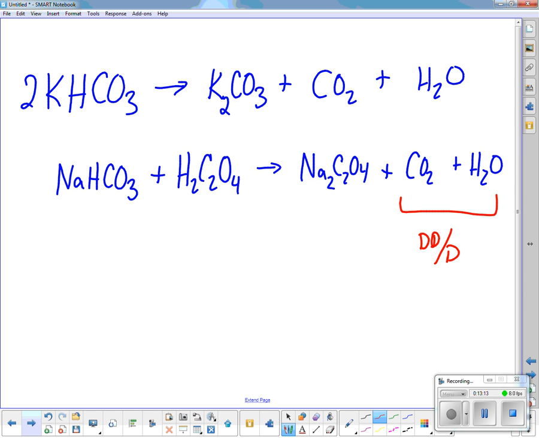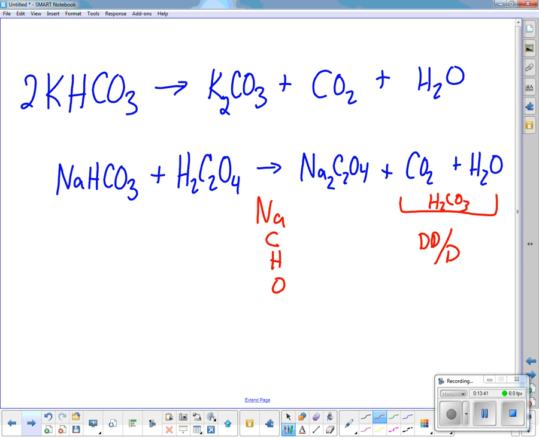And then decomposition, good. Double displacement and then decomposition, because remember this right here used to be carbonic acid that really quickly decomposes. Okay? All right, so is it balanced? No. So we're going to go Na, C, H, and O. Did I get everything?